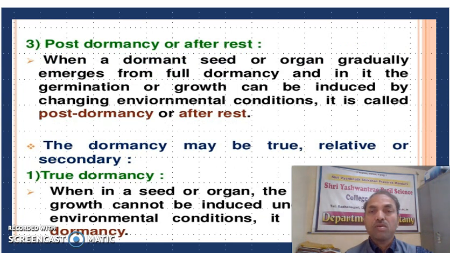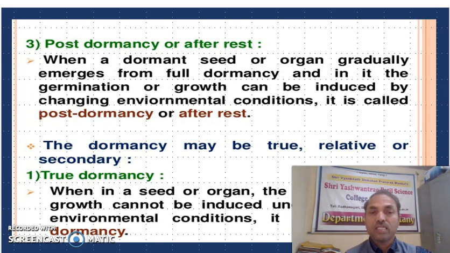Post dormancy or after rest is when a dormant seed or organ gradually emerges from full dormancy and germination or growth can be induced by changing environmental conditions. The dormancy may also be true, relative or secondary.